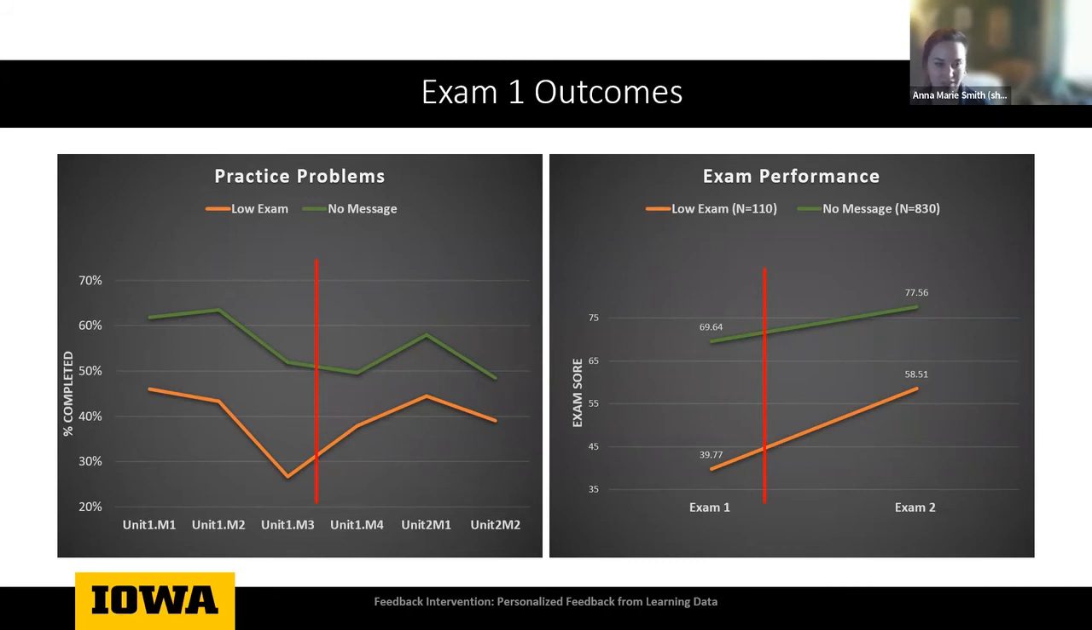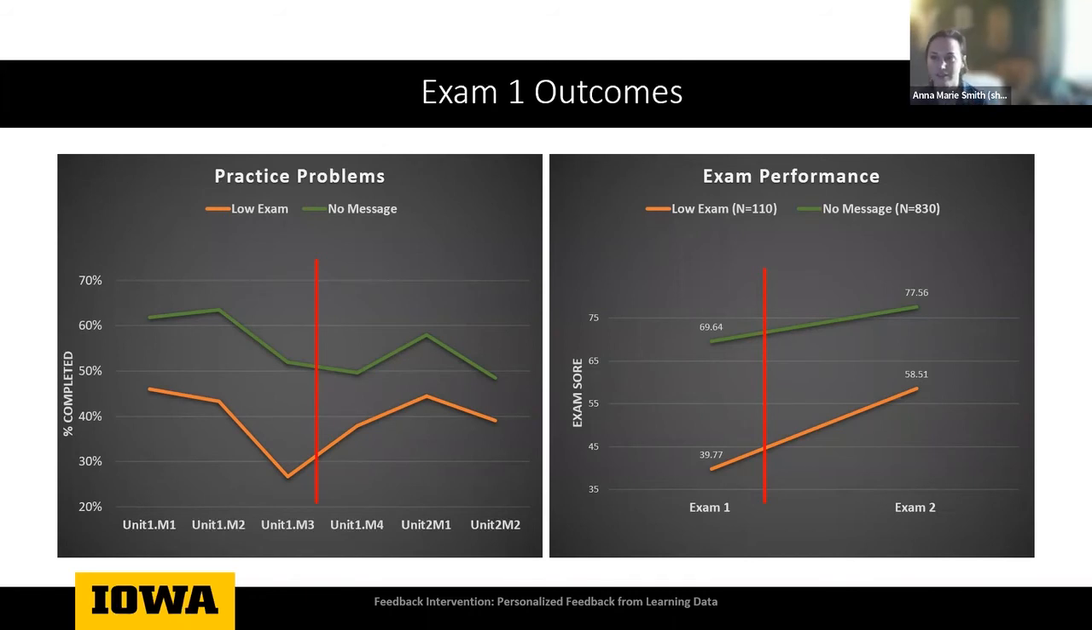And of course, you can see from the start that the students who did poorly on the exam and received a message generally weren't the ones completing the practice problems on average. And that red bar indicates when the email was sent out. So these are before and after the exam, before and after the email. And what you can see is for the students who received a low exam score, their average completion of the practice problems increased on average, but still remained lower than the students who did not receive an email.